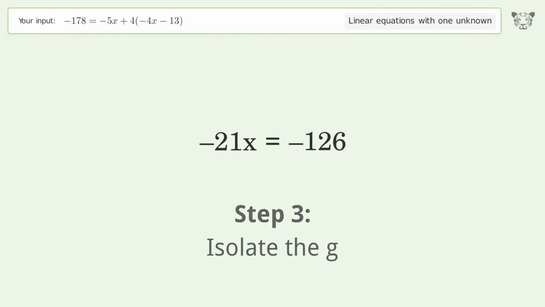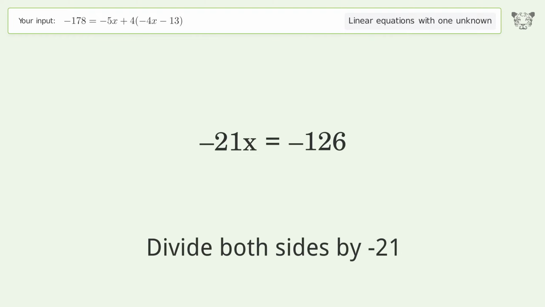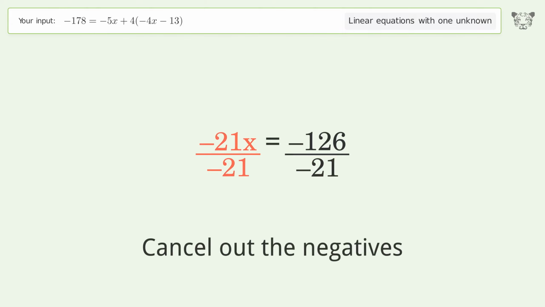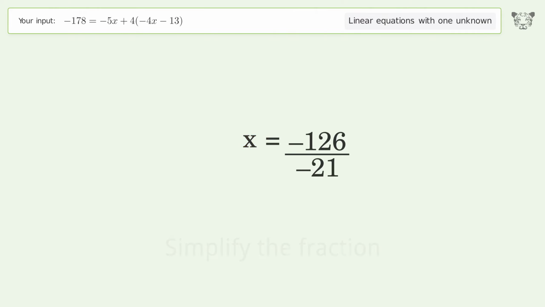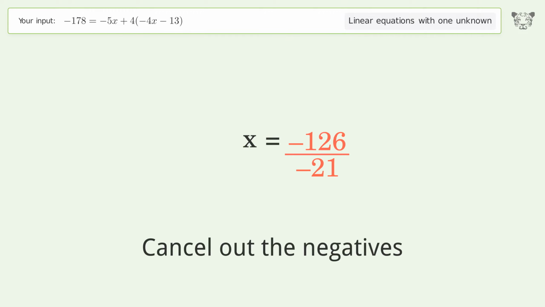Isolate the g. Divide both sides by -21. Cancel out the negatives. Simplify the fraction. Cancel out the negatives.